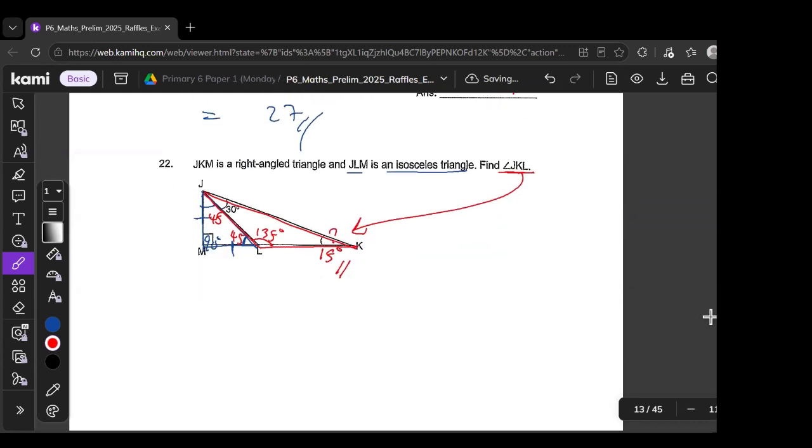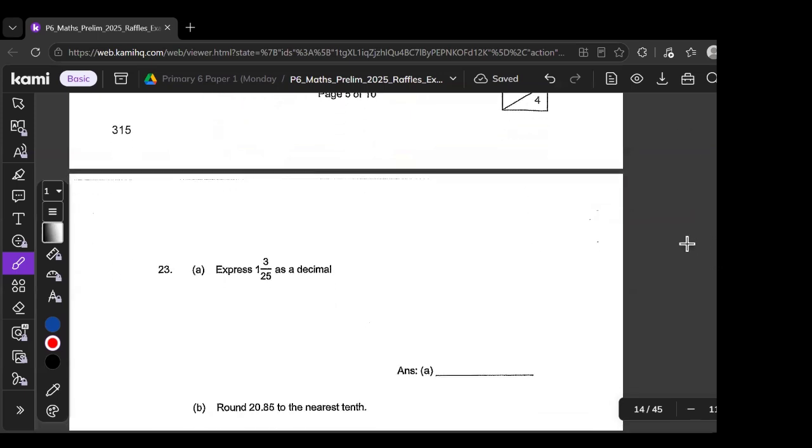Okay, question 23. The answer is 1.12. Shortcut. There's a shortcut here.